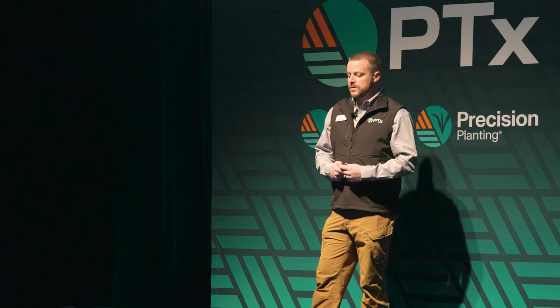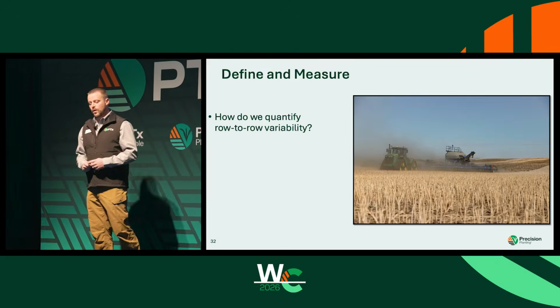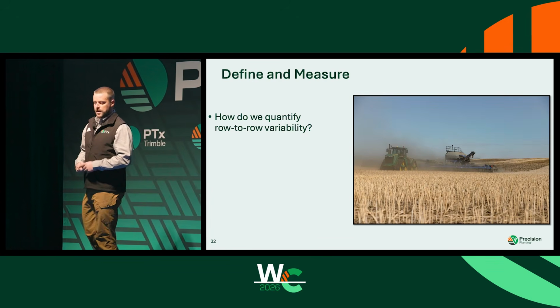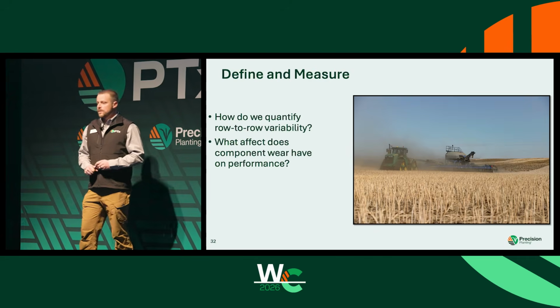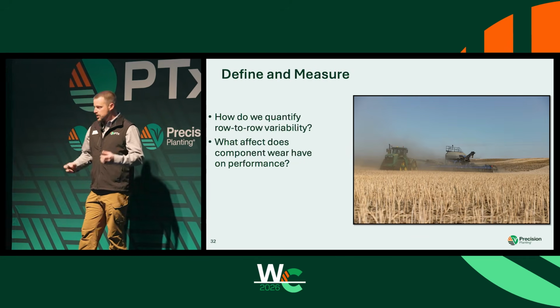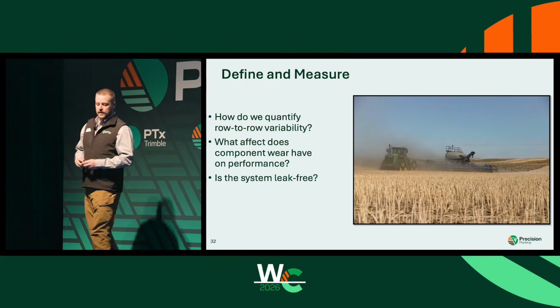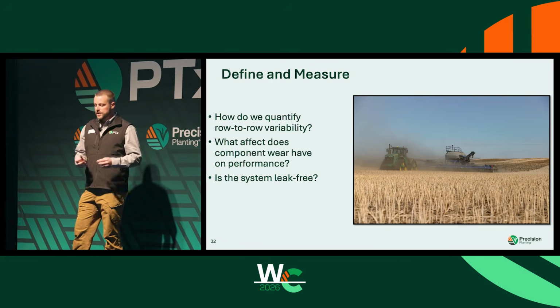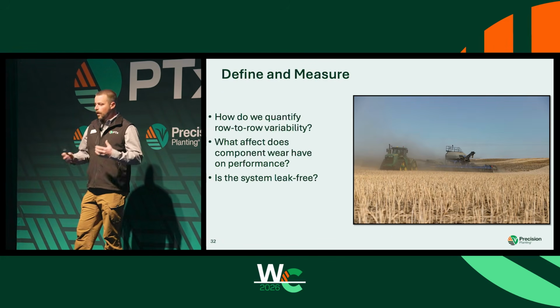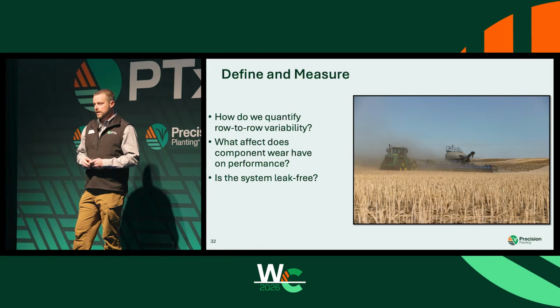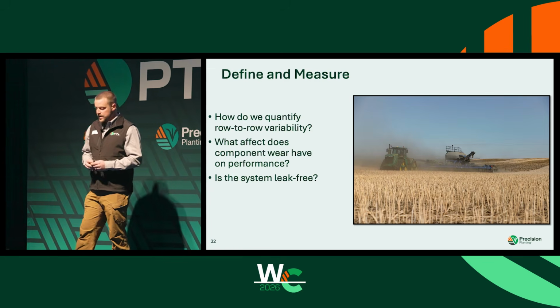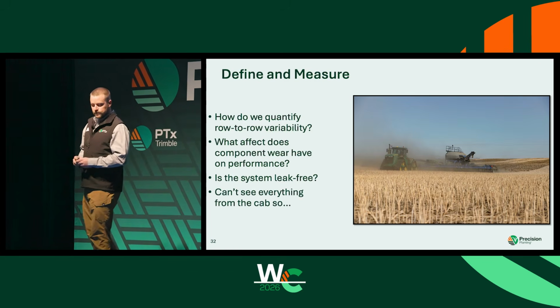So we know that as we're thinking about monitoring flow, looking at it, and giving you information in the cab, we need to be able to help you quantify row-to-row variability. And we need to give you information about effective wear on components. If I've got an issue with a tank, or hoses that are worn through and I'm not getting proper flow. Is the system leak free? Do I have air leaks in place? Is my tank lid sealed? All these challenges we need to be able to measure better. And so again, if I can't see it, I can't solve the issue.